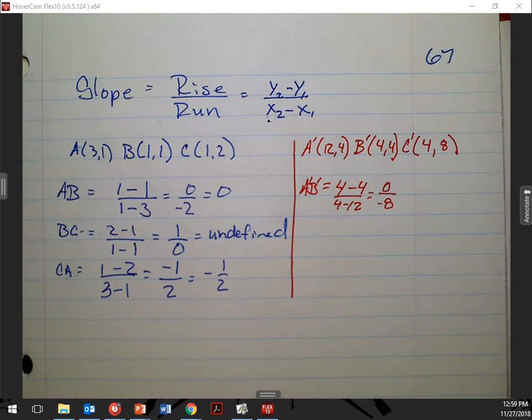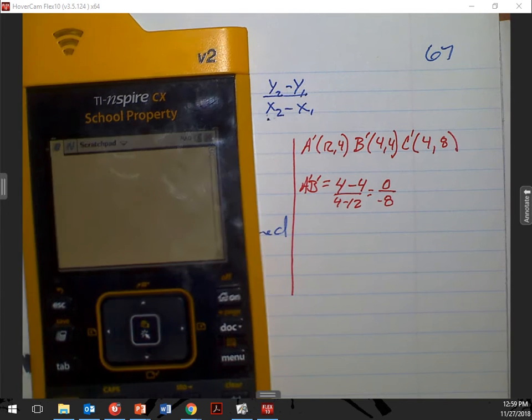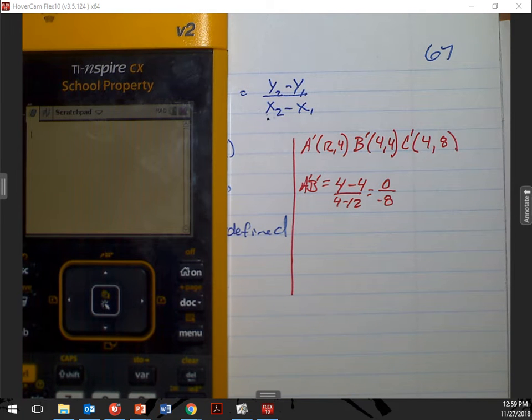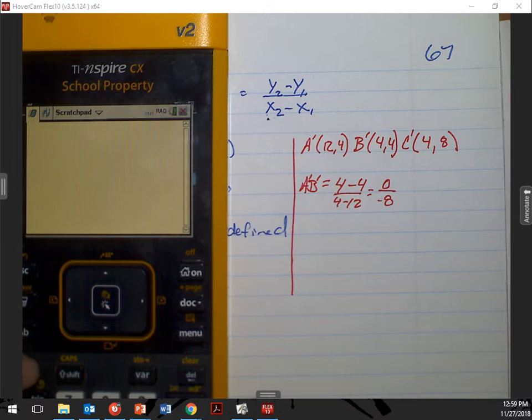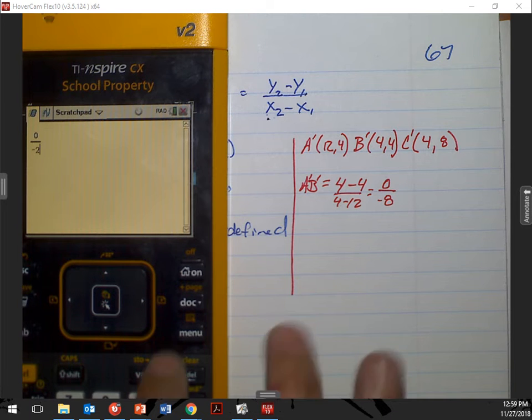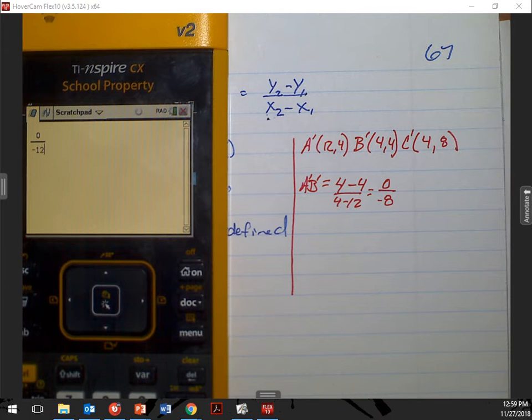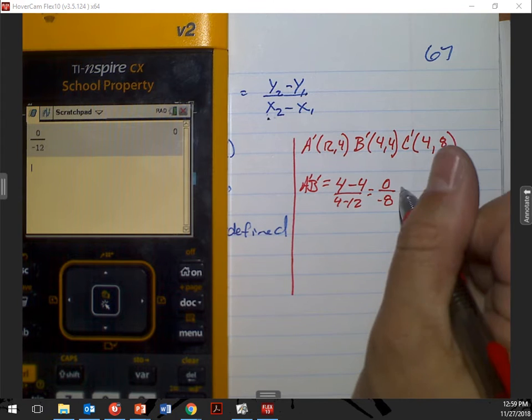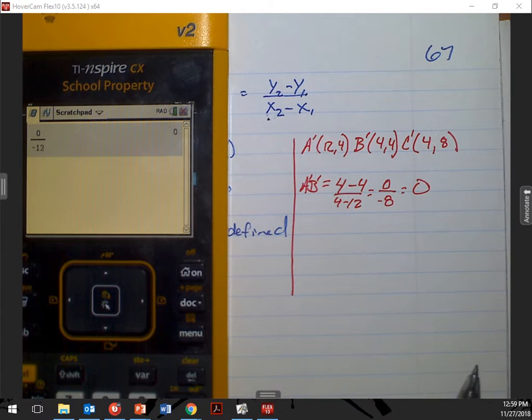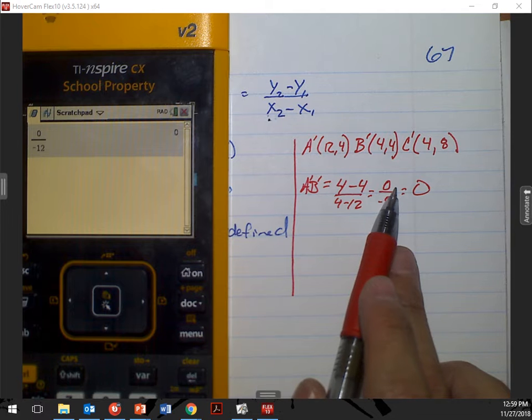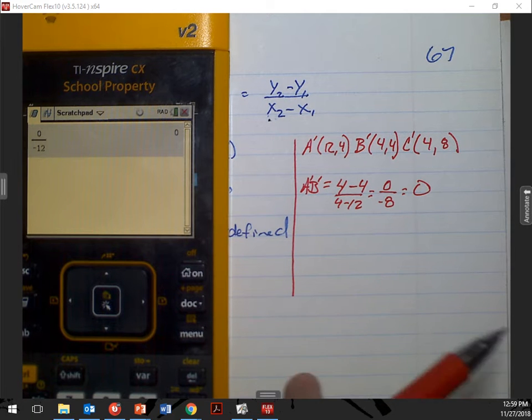I'm going to show you this on the calculator, just to be sure, because you guys have to know how to use a calculator also. It is 0, right? Watch. Control divide, 0 over negative 12. I get 0. Yeah, 0's on top.